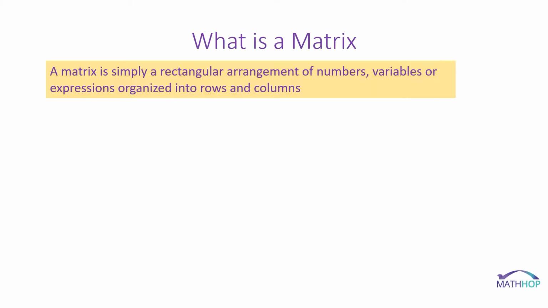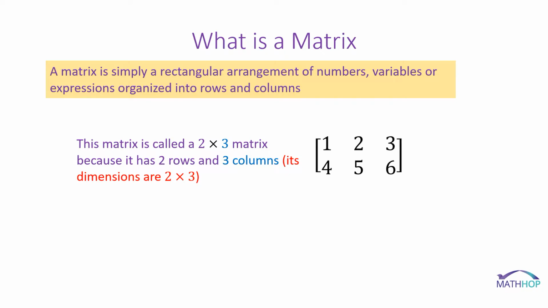So, guys, super easy. A matrix is simply a rectangular arrangement of either numbers or variables or expressions, and it's organized specifically into rows and columns within a set of brackets. So what I mean is this exactly. And this matrix is called a 2x3 matrix simply because it has 2 rows and 3 columns. So its dimensions are how it gets its name.